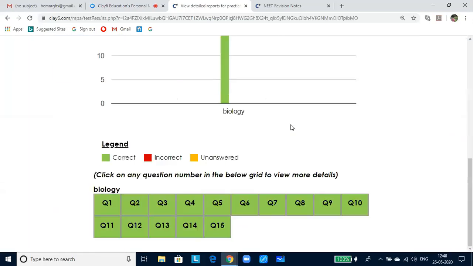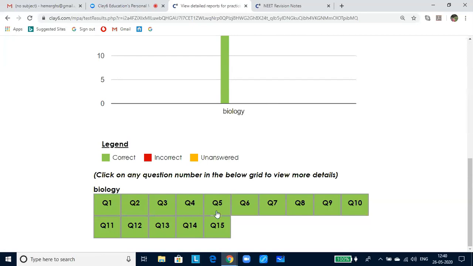So all the answers are correct. If any answer is wrong, it will be indicated by red. Suppose this is wrong, you will get a red legend. Once you click on that, you will come to know your answer, and the correct answer will also be displayed. From this, you can know which is correct. If you have not attempted a question, it will be shown in yellow color. That means you can still click on that and know the answer.